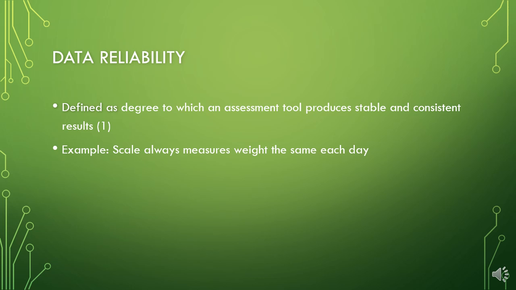A simple example that you can all relate to is a scale that you have at your house. It should measure the weight the same each day. So if I use the scale today and tomorrow I should have the same weight. Maybe a little bit heavier or less depending on how I ate that day, but pretty much the scale is a reliable measure of my weight and it stays the same each day.